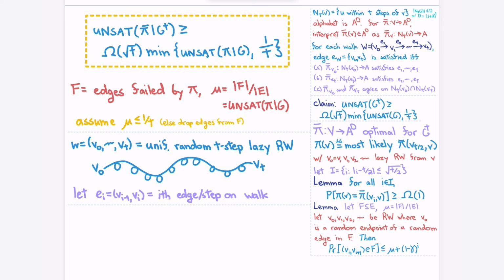So let's look at W, which is a uniformly random t-step lazy random walk. I'm letting EI denote the ith edge along this walk. If I sampled a random walk and double checked pi bar for it, the labeling in the powered problem, it's going to be correct with probability 1 minus unsat G bar. It's going to be wrong with probability unsat G bar.